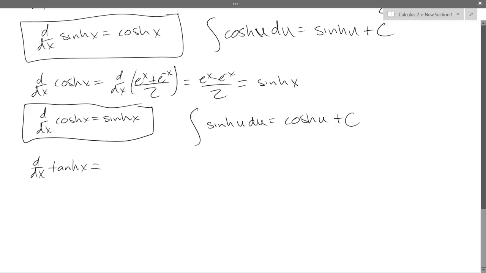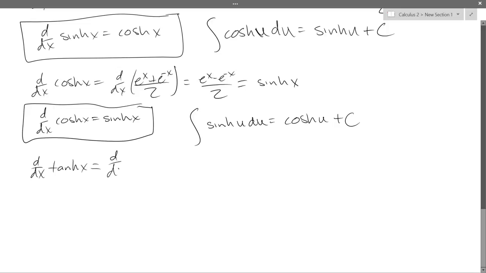Hyperbolic tangent. Well, that's how we're gonna get it with the quotient rule, but any guesses on the answer? You're thinking too much, or you don't know any of your trig derivatives. Secant squared, so most likely hyperbolic secant squared. So we're gonna check, see if that is correct.